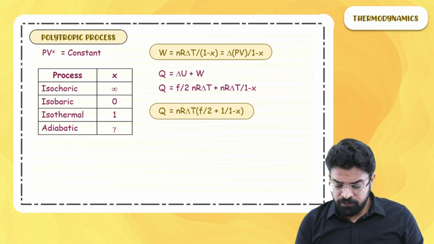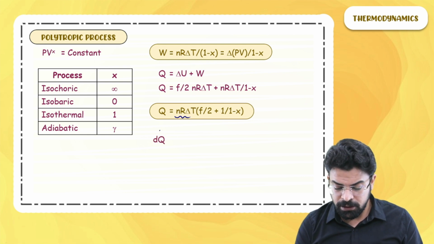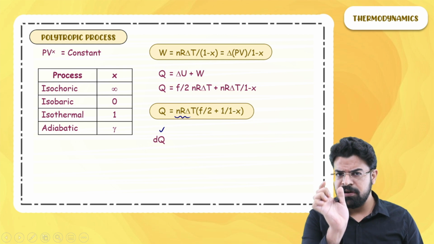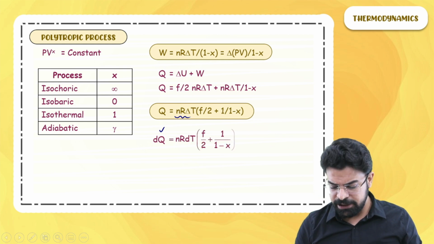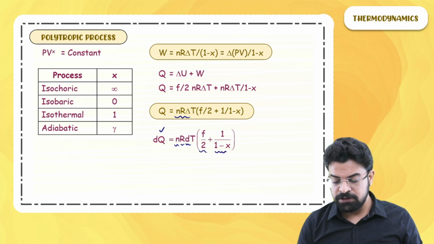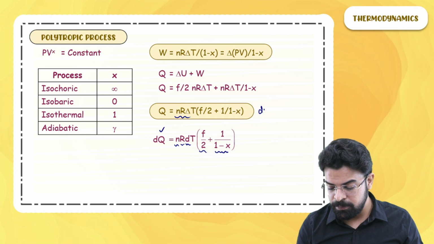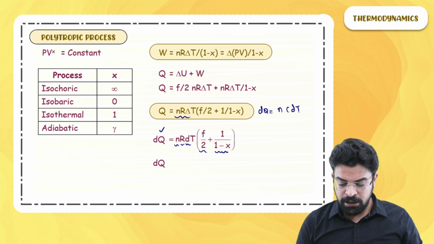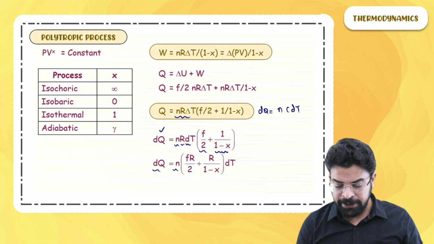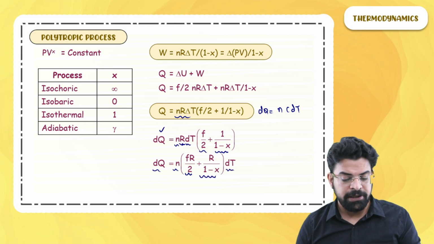Now from here we can find out more things. Let's see. Writing this same equation in differential format, I can write dq equals nR dT into F by 2 plus 1 upon 1 minus x. I can rewrite this equation so as to compare with dq equals nC dT. How? I will write dq equals n times, bring this R inside, you get FR by 2 plus R upon 1 minus x, into dT.